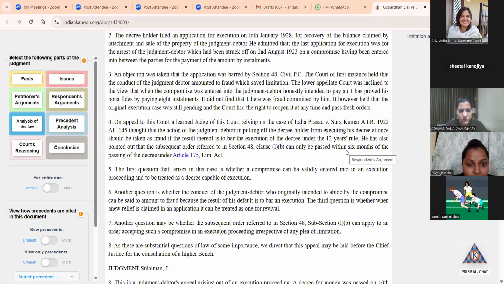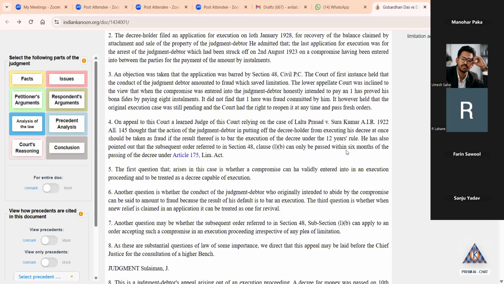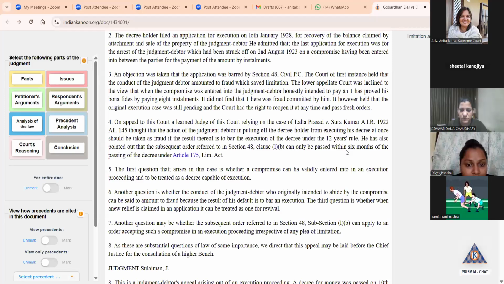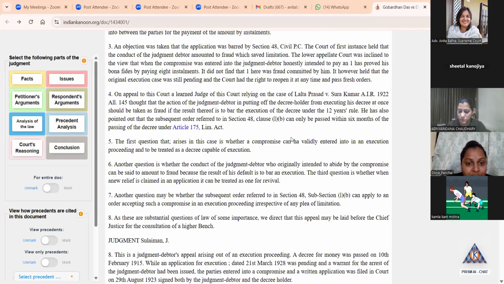The first question that arises in this case is whether a compromise can validly be entered into in an execution proceeding and be treated as a decree capable of execution. Another question is whether the conduct of the judgment debtor, who originally intended to abide by the compromise, can be said to amount to fraud because the result of his default is to bar an execution.